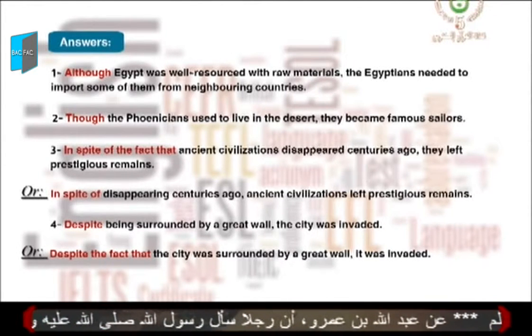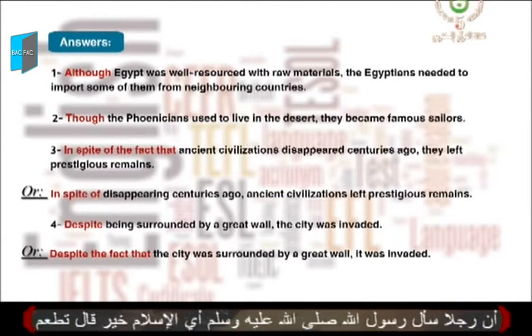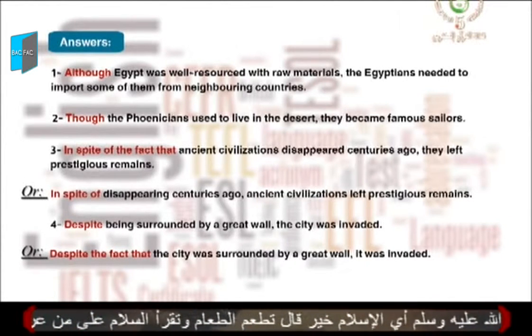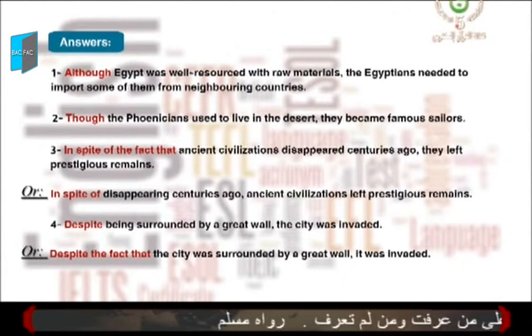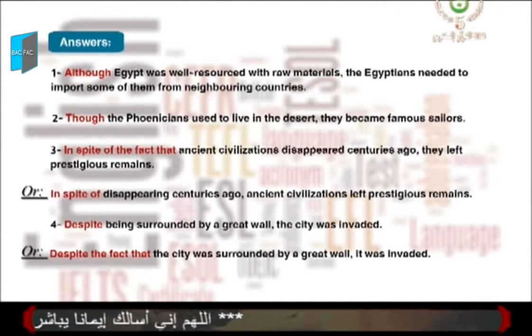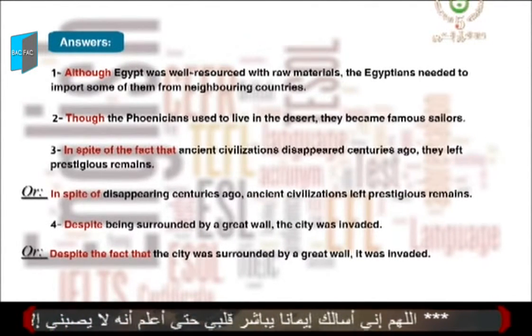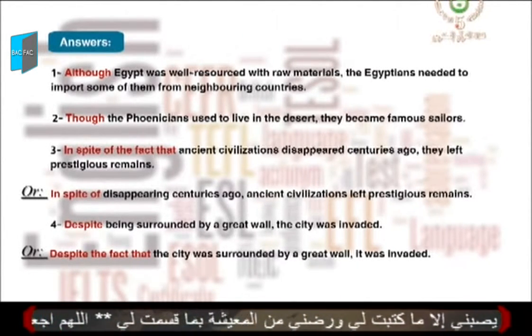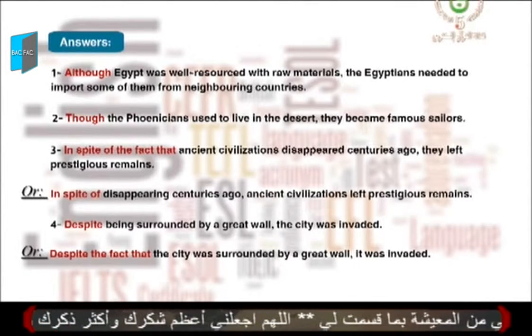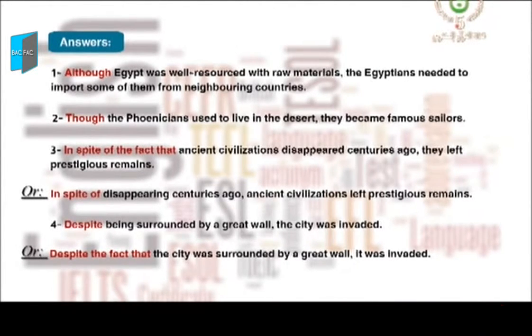Good, let's correct. In spite of the fact that ancient civilizations disappeared centuries ago, they left prestigious remains. Here we use the subject and verb. Or we can say, in spite of their disappearance centuries ago, ancient civilizations left prestigious remains. In the second example, we use the noun phrase. The last one, despite being surrounded by a great wall, the city was invaded. Here we use the noun phrase. And in the last, despite the fact that the city was surrounded by a great wall, it was invaded.